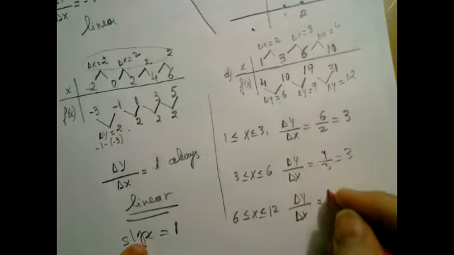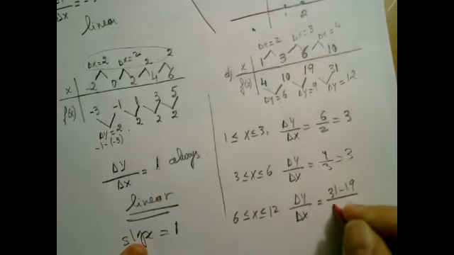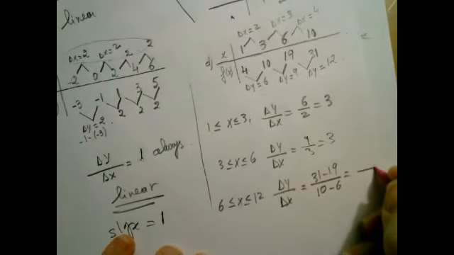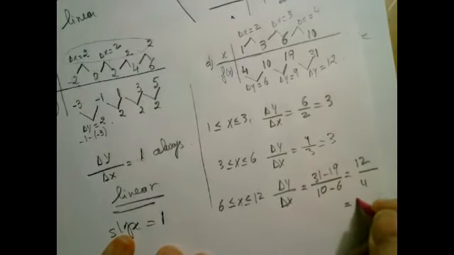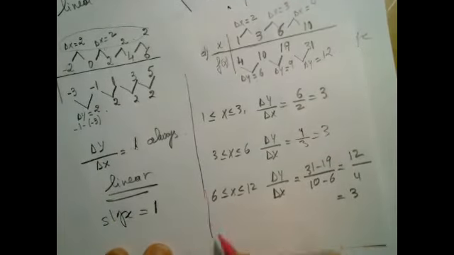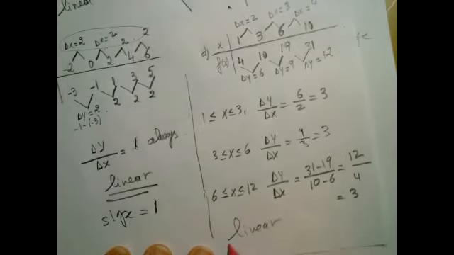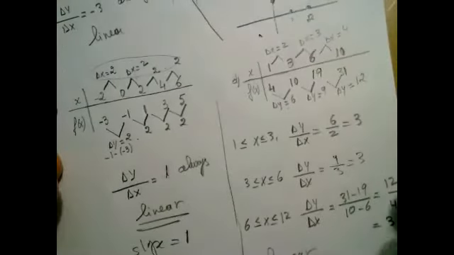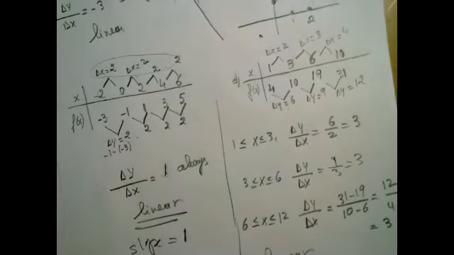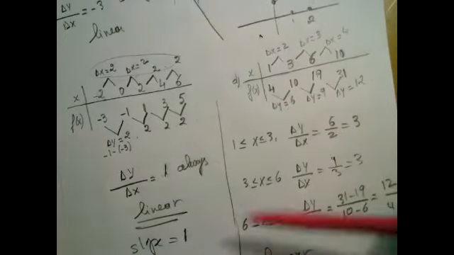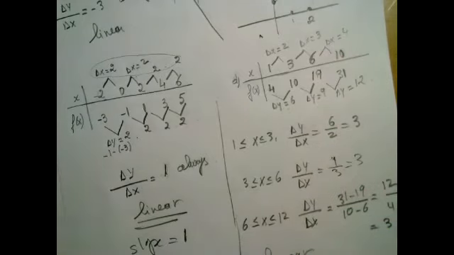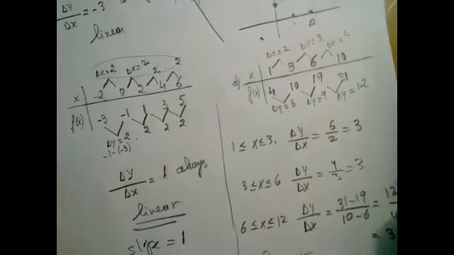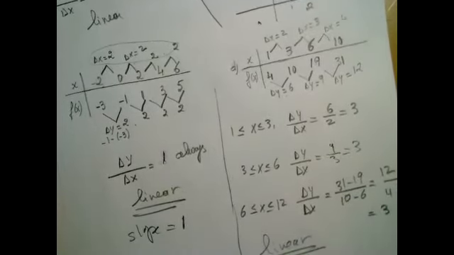31 minus 19, that's what we did actually, over 10 minus 6, we're doing it in our head, is 12 over 4, which is equal to 3. So this seems like a linear function because the average rate does not change. If you have a table, the only way we can figure out that this data fits a linear function is to see, is it growing by the same amount every unit? Is the average rate the same? Okay, please ask questions as you move.